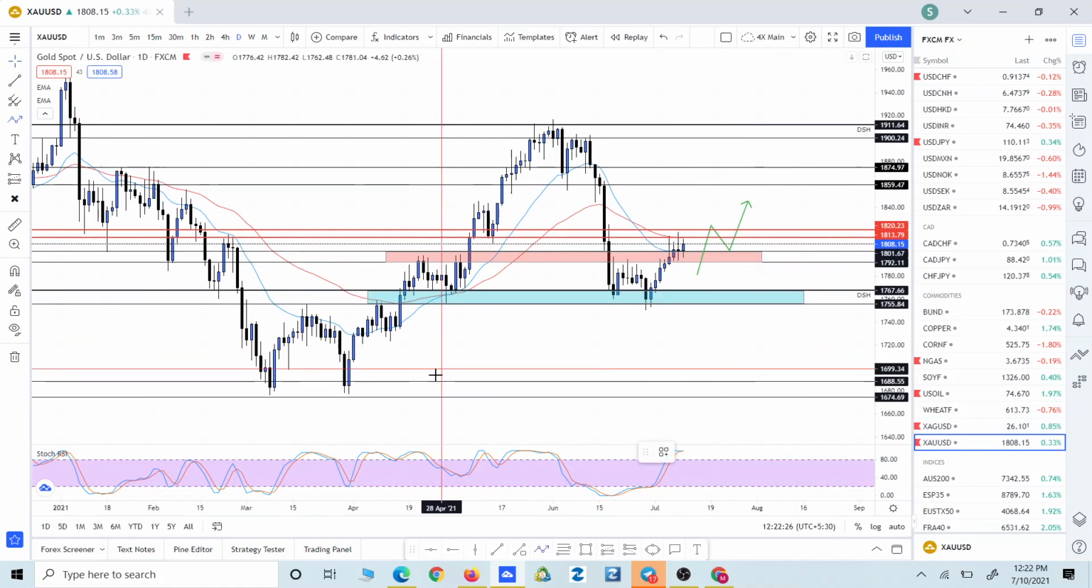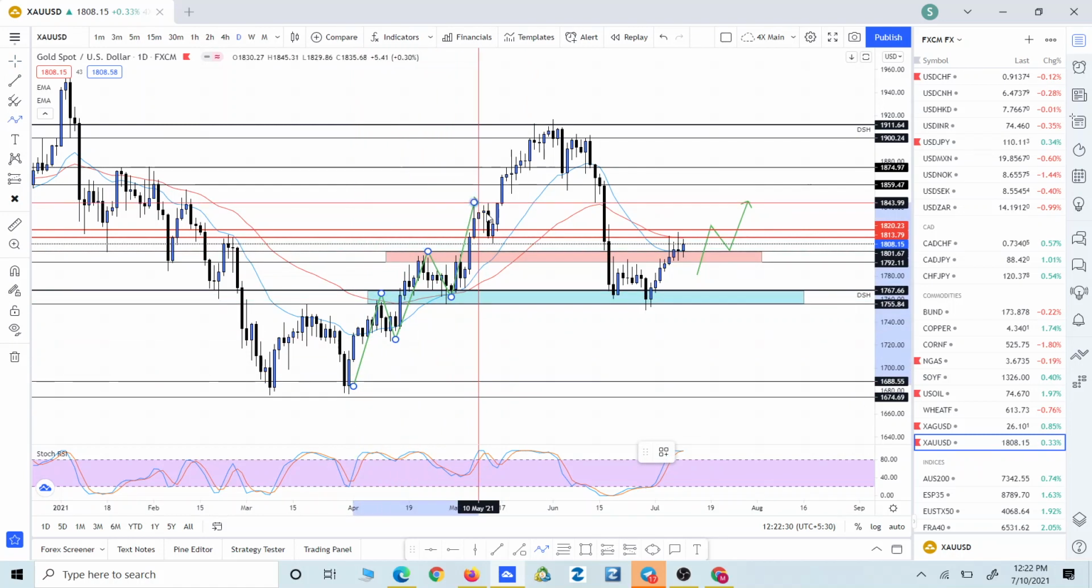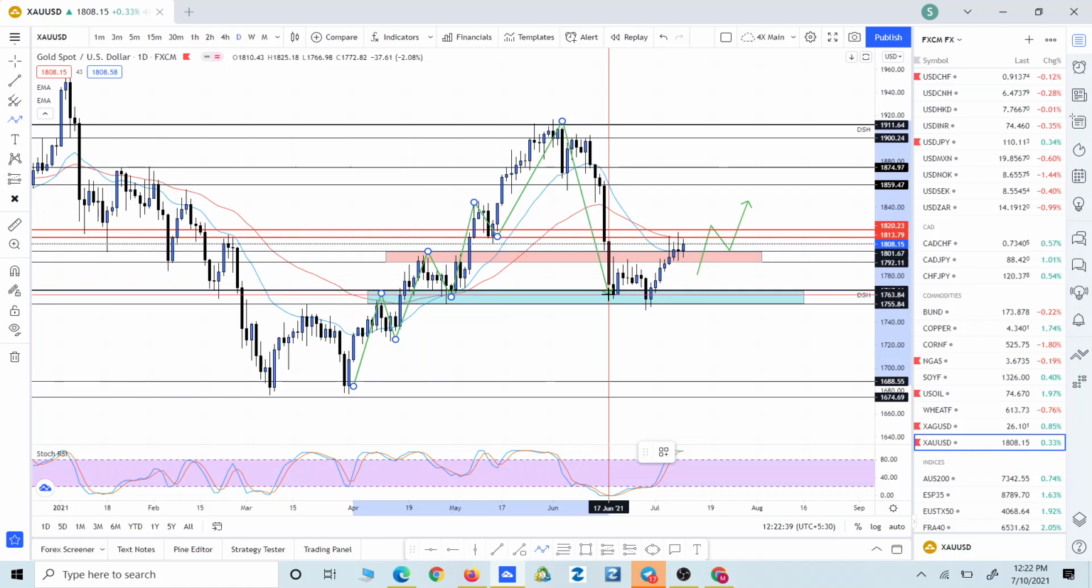For the gold, starting from here, high, low, high, high, higher low, high, high, higher low, higher high, and then we broke below the previous support zone.